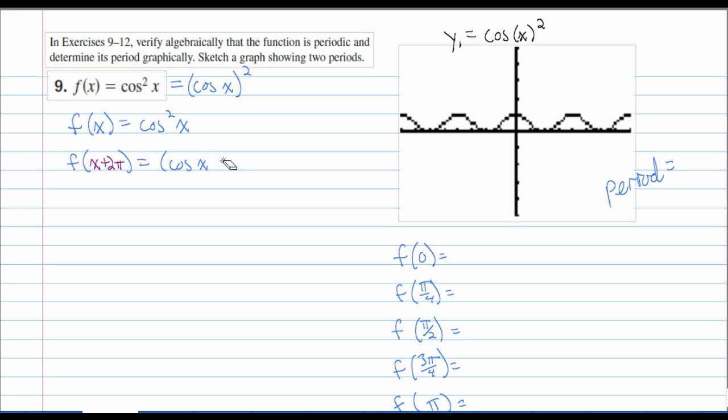Oh, forgot to plug in 2 pi. Now, since we know cosine is periodic, the cosine of x plus 2 pi has the same value as the cosine of x.